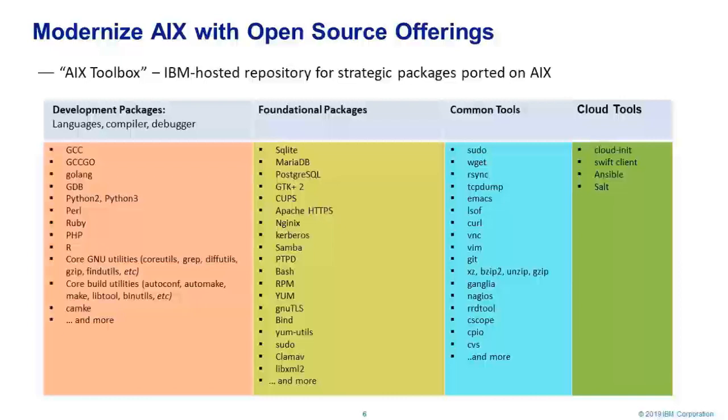And these packages are available for AIX 7.1, 7.2, different releases, which can be made use of by customers and for ISVs. So if your software requires any open source package support, you can use these packages from AIX Toolbox and run them with your software.